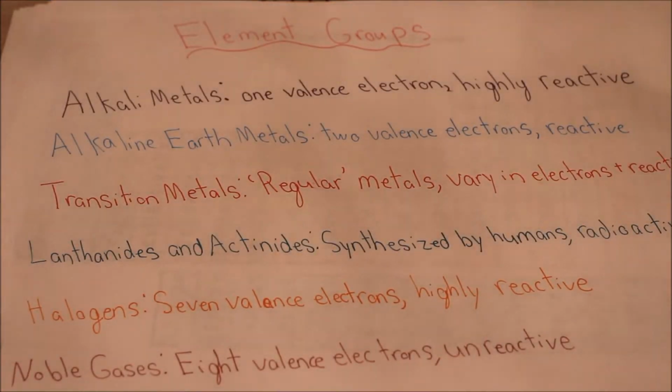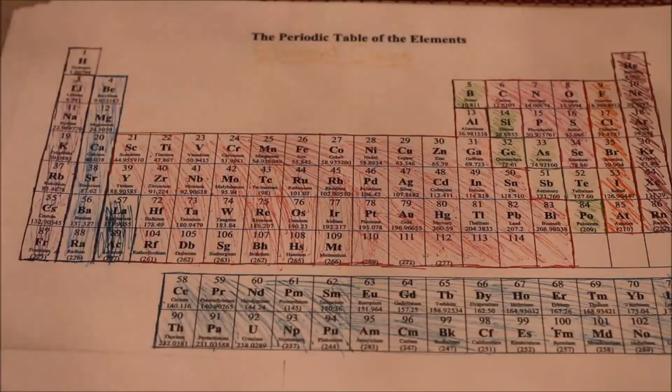The last group that I'm going to cover is the noble gases. And because they have 8 valence electrons, they're highly unreactive, and they don't really want to do anything because they're happy, so they don't really want to bond with anyone. So they just kind of sit there. But they do give off very pretty colors when you like to throw photons at them.